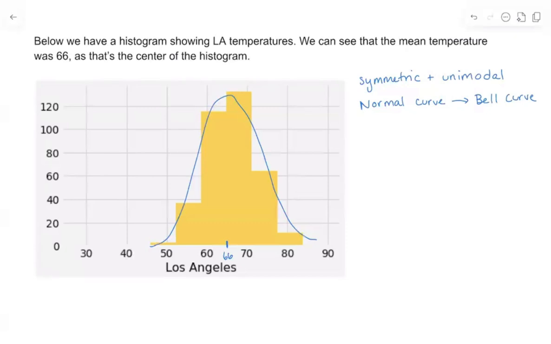But we also talked about how you could see the standard deviation from these histograms. So if we went out 1, 2, 3 standard deviations this way, we would get almost all of the data. If we went out 1, 2, 3 standard deviations this way, we would get almost all of the data. And when we did that in a previous section, we got that the mean here was about 66 degrees and the standard deviation was about 7 degrees. But we could say even more than that.